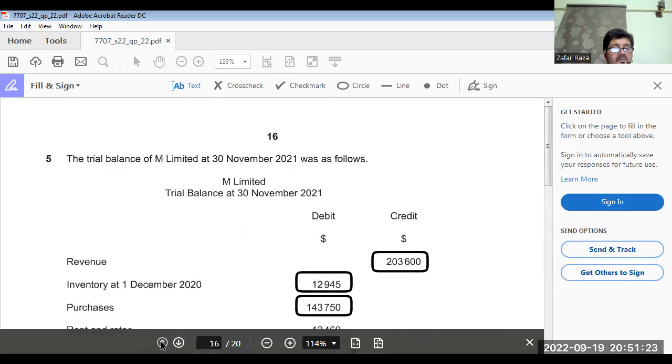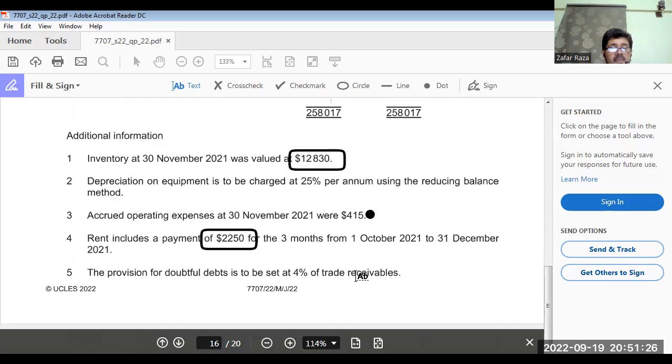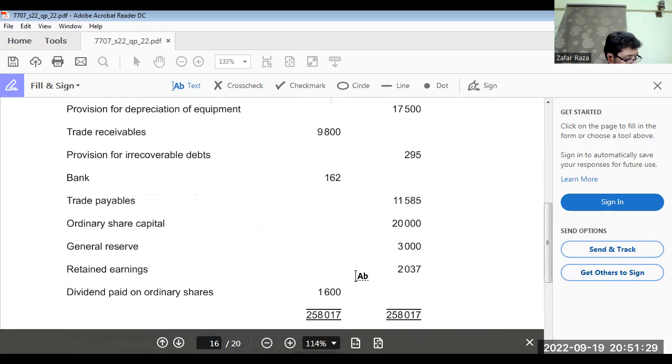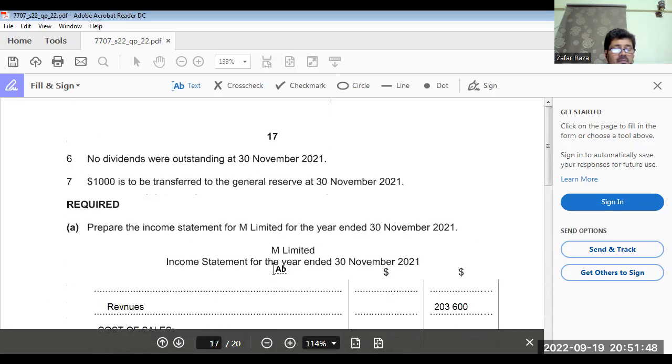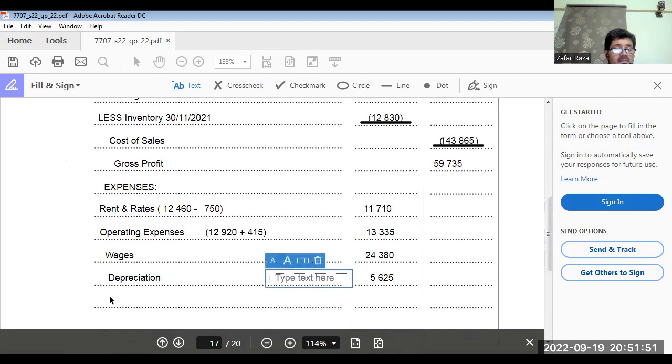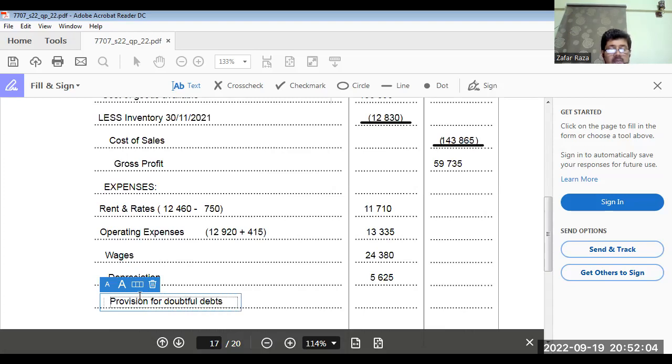What else? Provision for doubtful debts at 4%. Receivables are 9,800, multiply by 4%, 392. Provision earlier was 295. So we have to increase, 392 minus 295. That is 97. We have to increase the provision by 97.